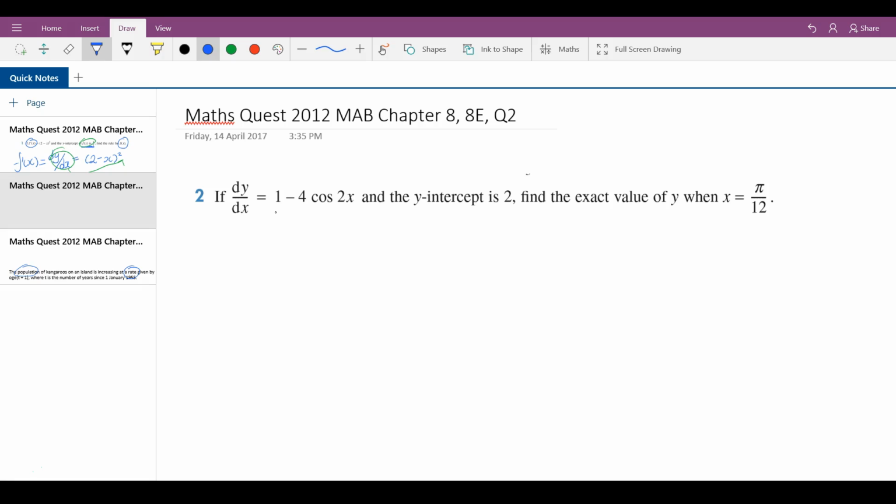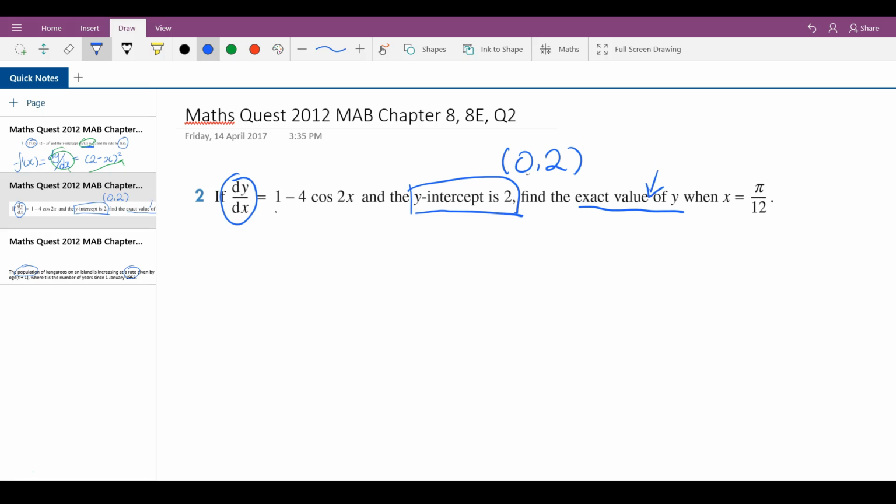All right, so just like last time, we are given a derivative function, which is that, and then we are given another piece of information, which is a y-intercept is equal to 2. Now the y-intercept, remember, has an x coordinate of 0, and since it tells you the y-intercept is 2, then the y value would be 2.